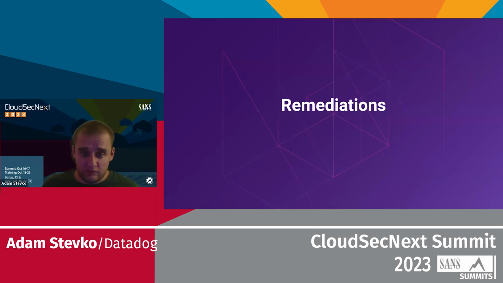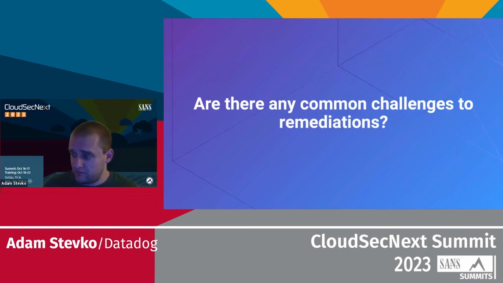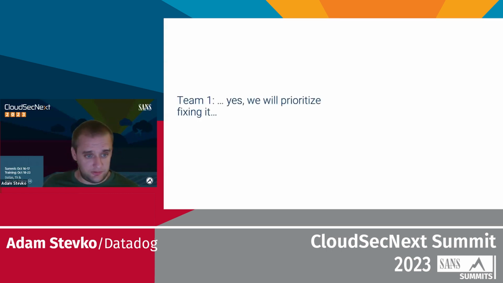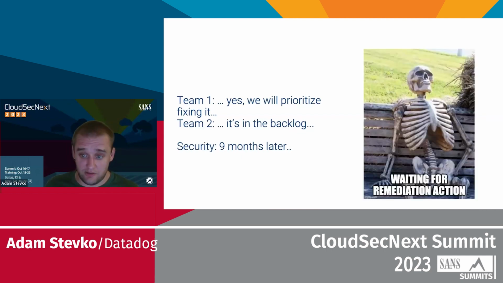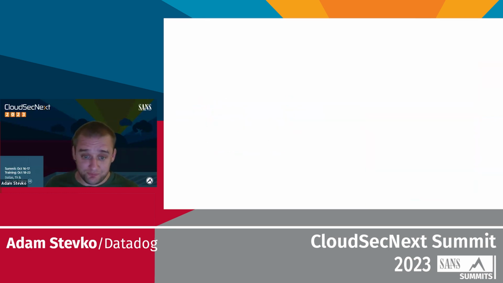Okay, so now let's look into remediations. When I was thinking about the remediations, I was thinking about what the common challenges were. Imagine that you are a security team member, and you pretty much know the situation that you want to report the misconfigurations to a team. One will tell you that they will prioritize it. Then the second team says they put it into the backlog. Then as time passes, you check it, 9 months later, you still realize that it hasn't been fixed. So basically, owner engagement is challenge number one.